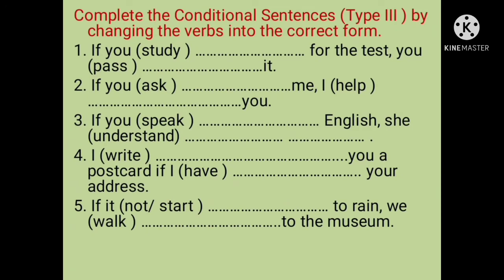Now complete the conditional sentences type 3 by changing the verbs into the correct form. See here: if you dash for the test, you dash it. If you dash me, I dash you. If you dash English, she dash. I dash you a postcard if I dash your address. If it dash to rain, we dash to the museum. All these verbs are given in brackets, so you have to write the correct answer.